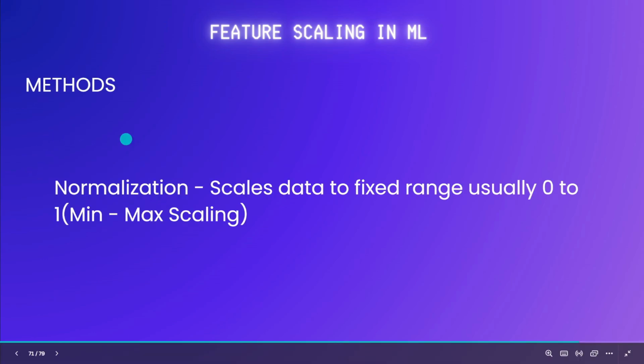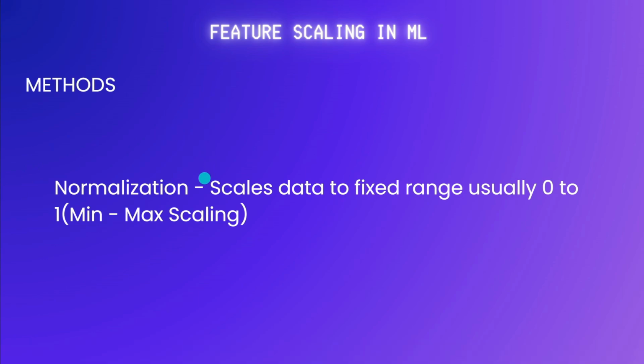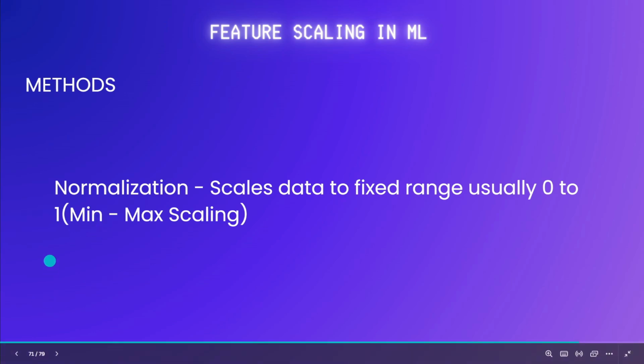Next, let's see what are the methods of feature scaling. First, we have normalization. It is also called min-max scaling and it scales the data to a fixed range, usually between 0 to 1. So, for example, if a feature ranges from 10 to 50, normalization will scale it from 0 to 1.